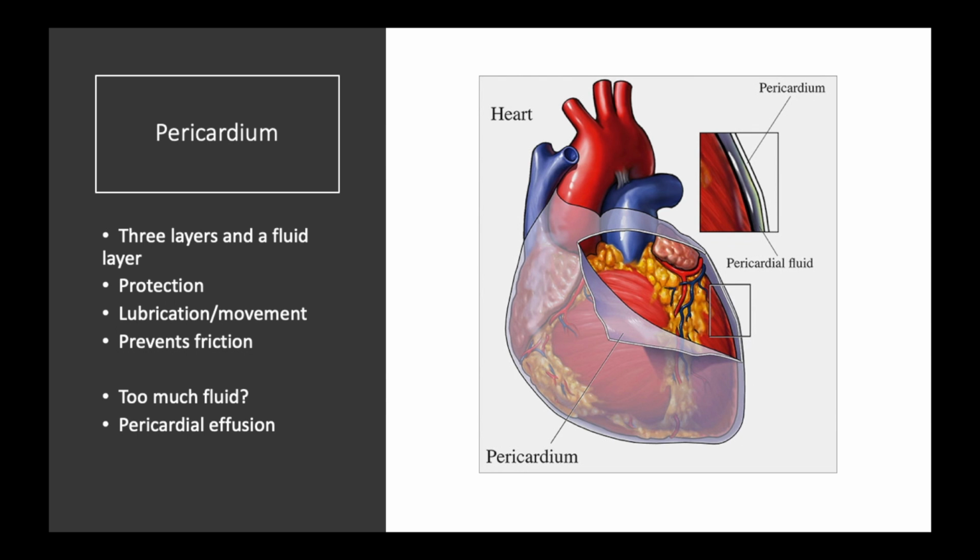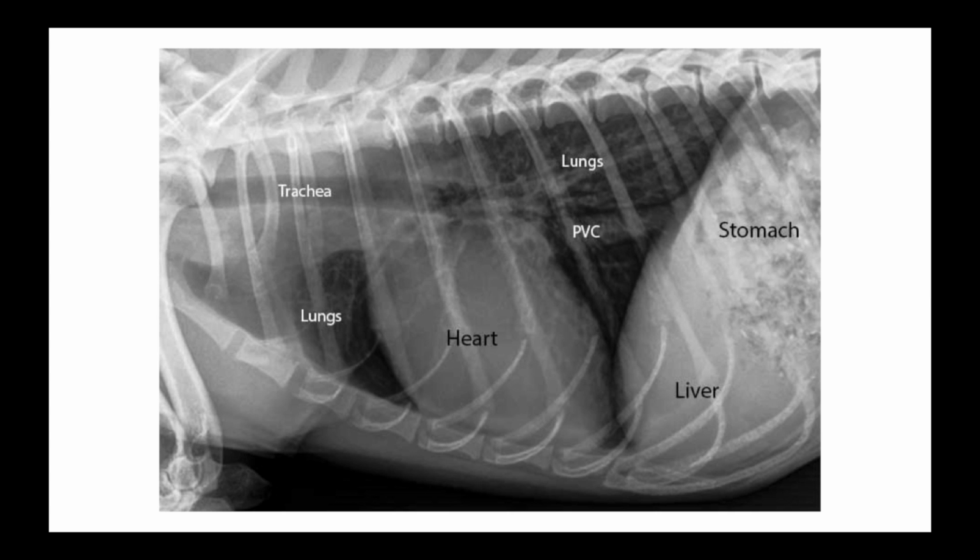It offers protection, lubrication, and movement of the heart, and it actually prevents friction of the heart when it rubs up against other thoracic tissue. So if we look closely here, we've got the pericardium itself. We have a little pocket of pericardial fluid. If there's too much fluid accumulation, that's called pericardial effusion, and that's typically related to a disease process.